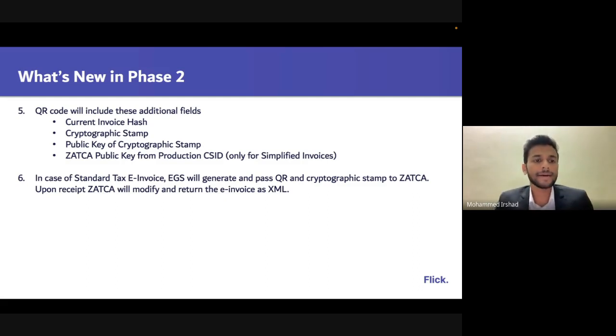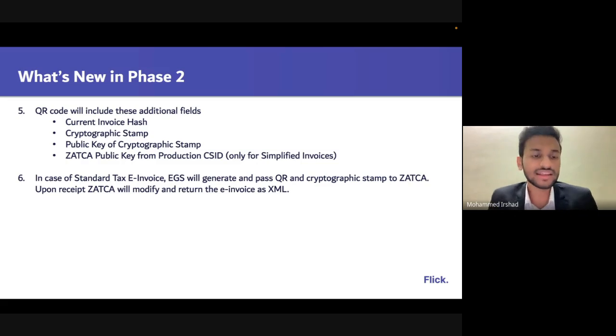Okay, and lastly, only for simplified invoices. This last item will be only for simplified invoices: ZATCA's public key from production CSID. CSID is nothing but cryptographic stamp ID. We'll come on to where ZATCA provides us this cryptographic stamp ID, everything in the coming slide, in the onboarding slide. For now, just note down that there will be invoice hash, cryptographic stamp, public key of this cryptographic stamp, and only for simplified invoices, we'll keep the production CSID.